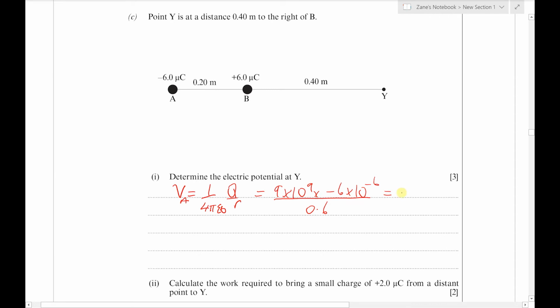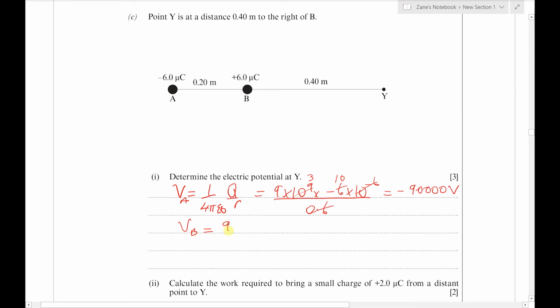So this time we're going to get an answer of minus 90,000 volts per meter. Sorry, just volts. 90,000 volts. Hopefully we can see that this will cancel with that, leaving a 10 to the 3. 0.6 into 6 is 10, so we've got 90,000. You could do it on a calculator, obviously.